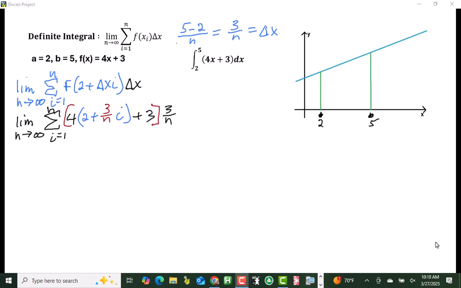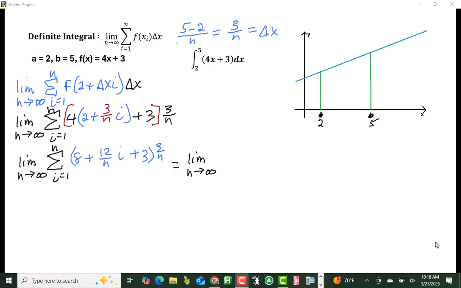Because I'm finding an area. What next? I can do this. I just distributed the 4. So I'm saying 4 times 2 gives me 8. 4 times 3 over n times i gives me 12 over n, i. And then I add my 3. So inside the parentheses there is just that thing with the 4 distributed. Now I'm seeing some constants in there. And out the end is my width still, my delta x.